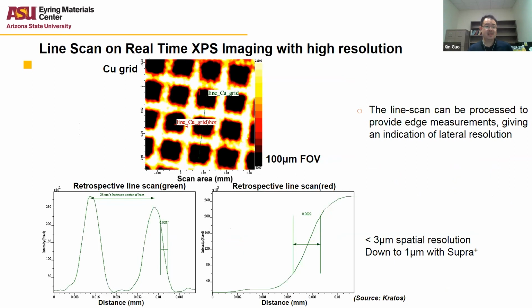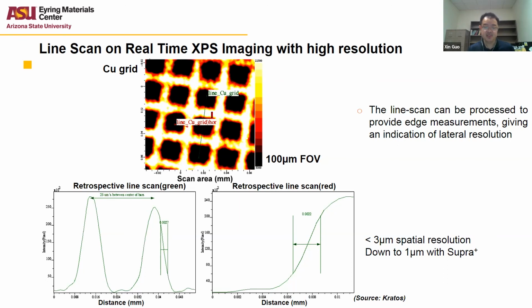And we can also do the line scan on the real-time XPS imaging. Here shows another example that is copper grid in 100 micron field of view. And if we draw a green line across two edges of this copper grid, we would observe two photoemission peaks here. And if we measure the distance between the center of two peaks, we can get the dimension of this copper grid, which is measured 25 micrometer here.